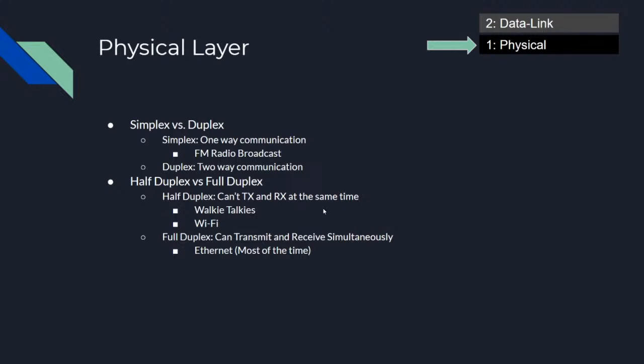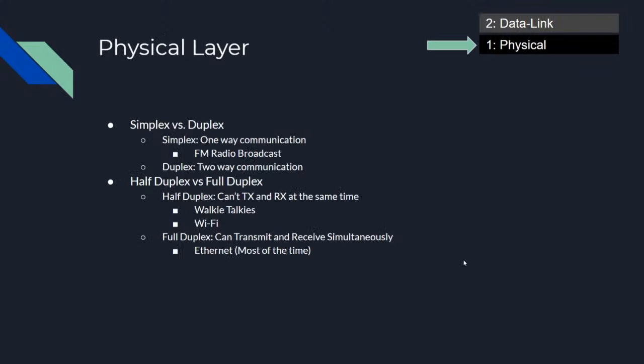Half duplex means you can't transmit and receive at the same time. So think of walkie-talkies. You can't just hold down the button and keep talking, because then no one else will be able to talk. You have to let go so everyone else can talk. Only one person can transmit at a time on a half duplex network. And this is the same for Wi-Fi. A lot of radio-based networks are half duplex.